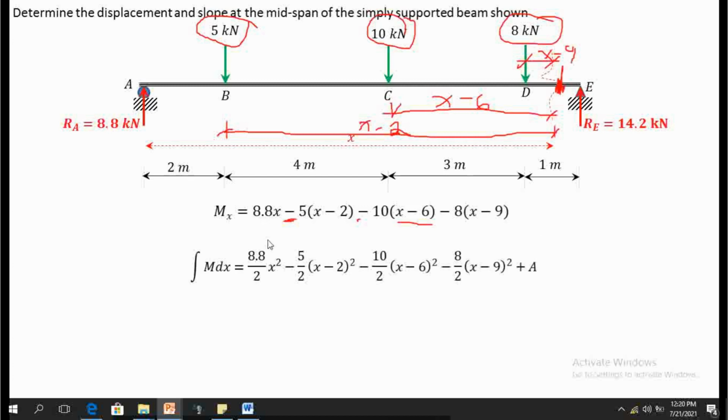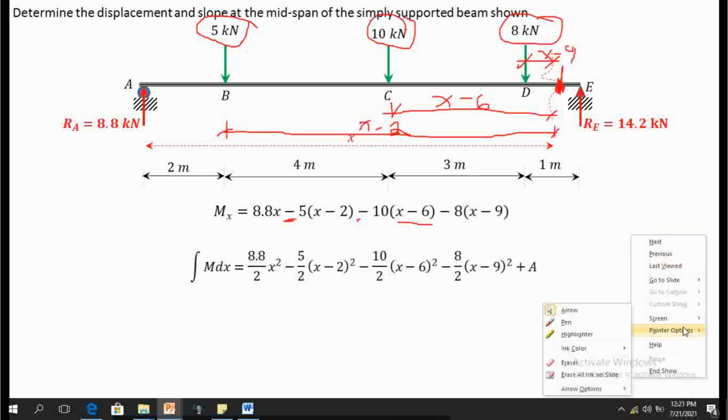So, kung i-integrate ko yung 8.8x, magiging 8.8 over 2 x squared. Again, do not simplify yung mga nasa loob ng parenthesis. Let it be like that. Then, itong 5, the quantity x minus 2, kapag in-integrate ko siya, magiging 5 over 2, x minus 2 squared. Same with the quantity 10, x minus 6, that is 10 over 2, x minus 6 raised to 2. Then, 8 over 2, x minus 9 raised to 2. Now, do not forget, ano itong a na to?